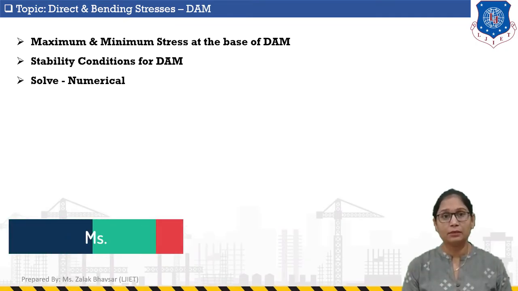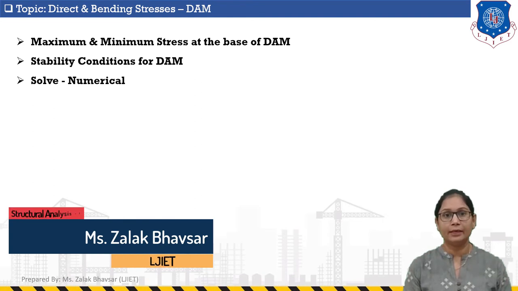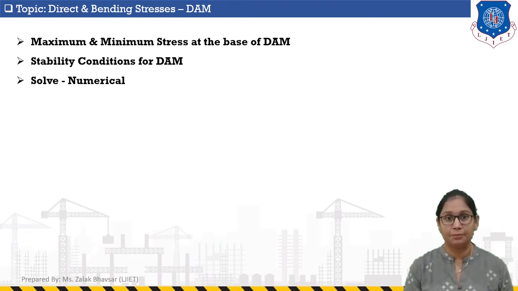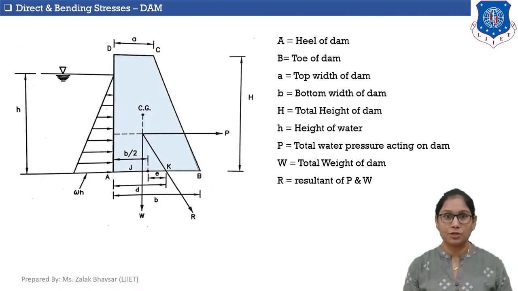Hello students, in this session we will discuss direct and bending stresses in dam structures. So we will start with the steps to calculate maximum and minimum stresses at the base of the dam, and then we will discuss stability conditions for the dam structure. After that we will solve a numerical. So here is the cross section of the dam structure.